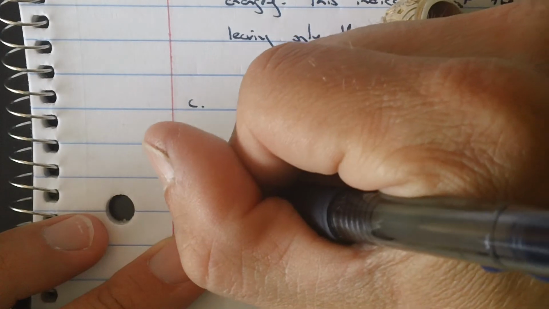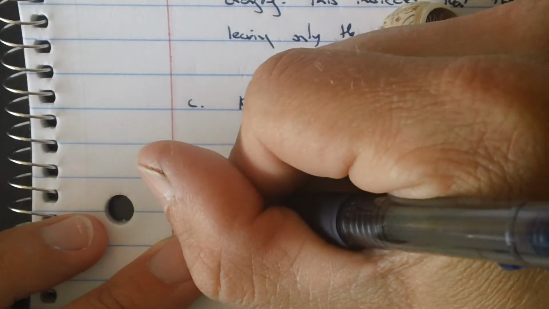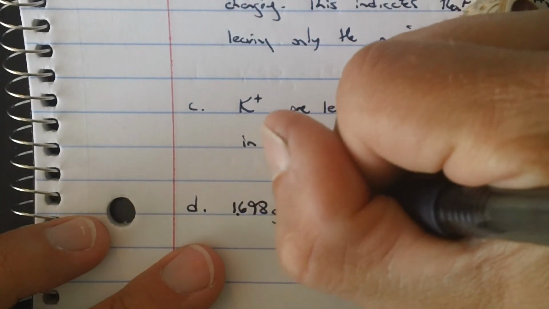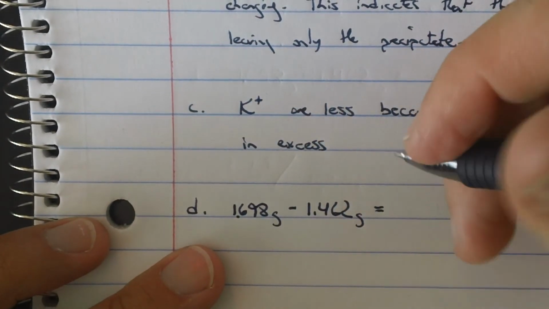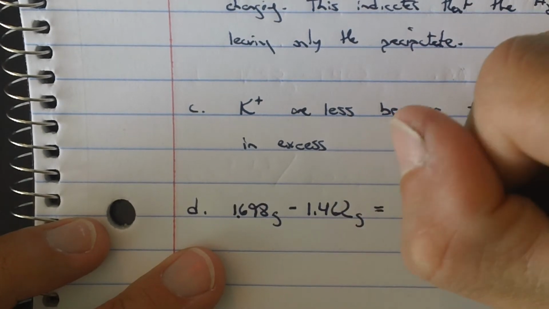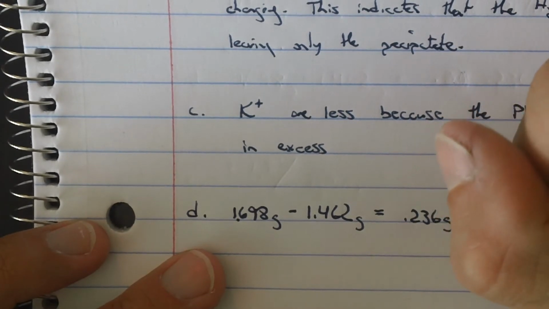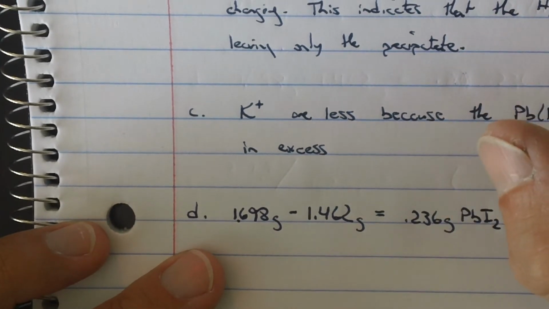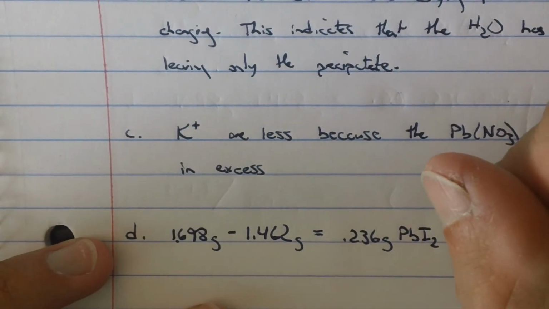And so at the start of part D, we've got 1.698 grams. That's the precipitate and the filter paper, minus the filter paper, 1.462 grams. And that gives us that the precipitate weighed 0.236 grams. What is that precipitate? That precipitate is the lead iodide, PbI2. It doesn't want to know the grams of the precipitate. It wants to know the moles of the precipitate.